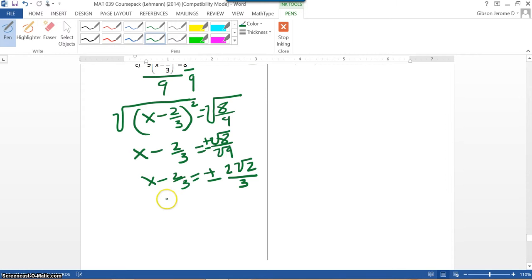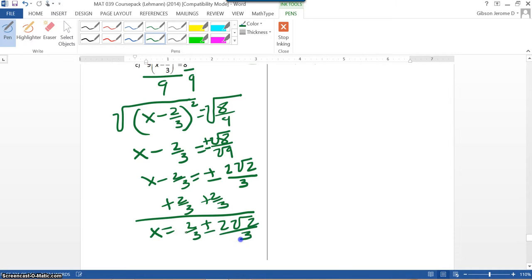So now we have to add 2/3 on both sides. So we will have x is equal to 2/3 plus or minus 2 square root 2 over 3. Now if you notice, they have the same denominator. So we keep the denominator the same and combine the numerator. It would be 2 plus or minus 2 square root 2. And that is the final answer of this problem.